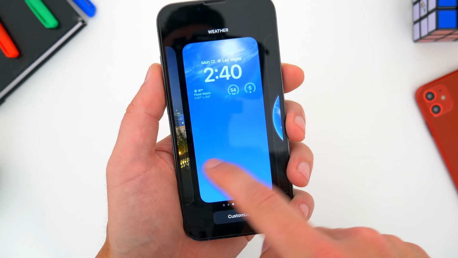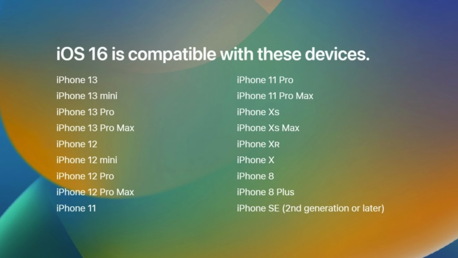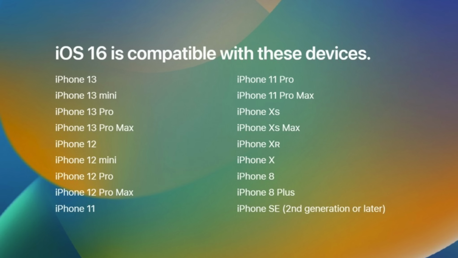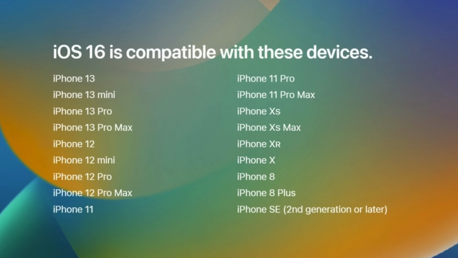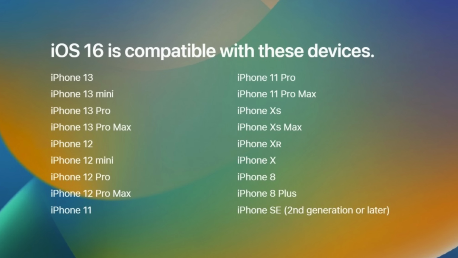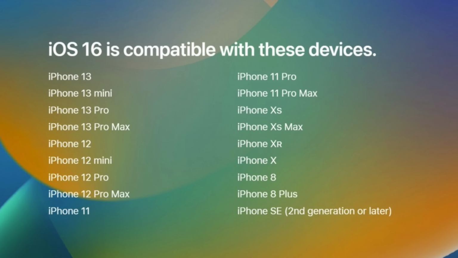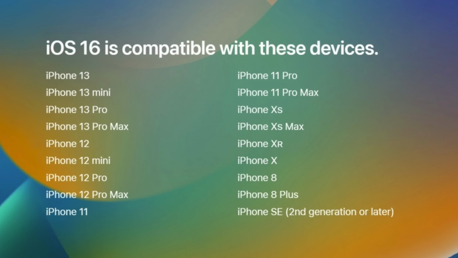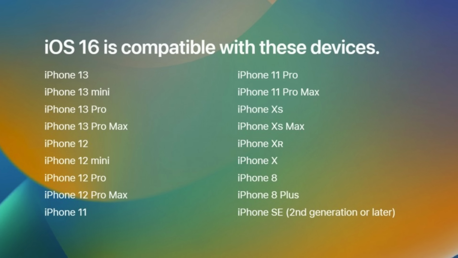So if you haven't updated your device already, be sure to go into your settings and find the iOS 16 update and install it. It's available now for a vast majority of iOS devices, but if you have an older device like the iPhone 6S or iPhone 7, sorry, you won't be getting iOS 16, unfortunately.